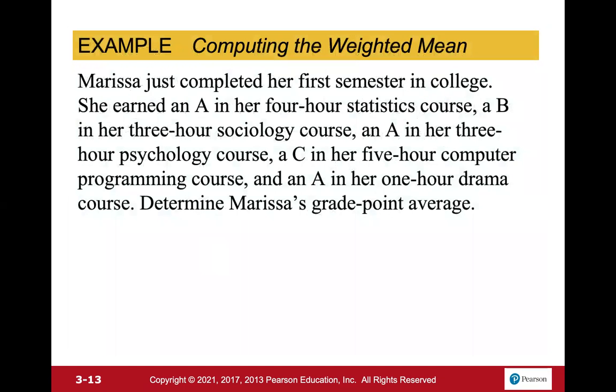All right, so Marissa just completed her first semester in college. She earned an A in her 4-hour statistics course, a B in her 3-hour sociology course, an A in her 3-hour psychology course, a C in her 5-hour computer programming course, and an A in her 1-hour drama course. Determine Marissa's grade point average.